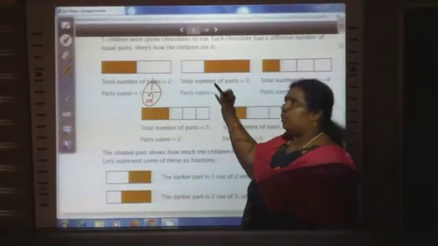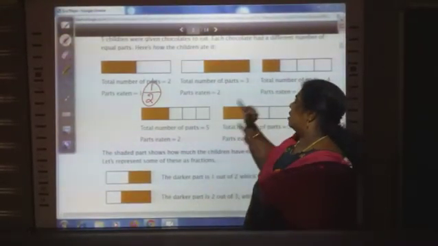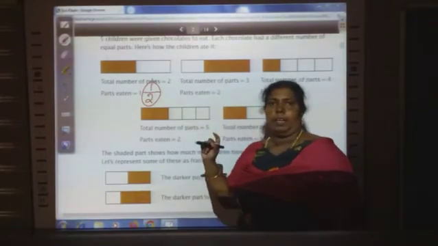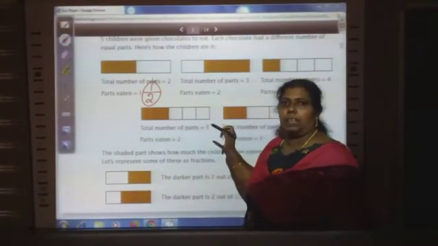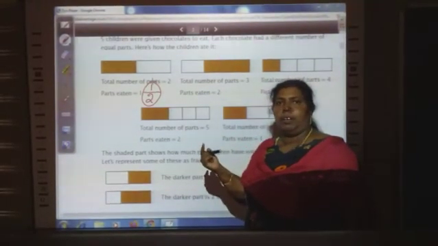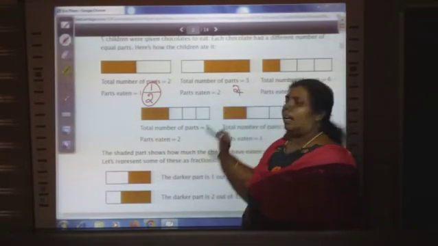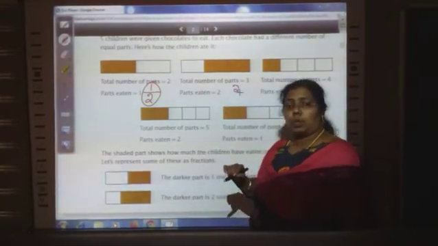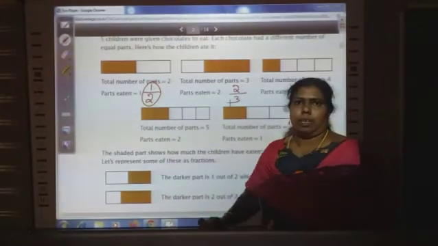It is divided into how many parts? 3 parts. Here the number of parts is 3. Parts eaten how many? 2 parts eaten, right? So how can we write the fraction here? What is the numerator value and what is the denominator value? Numerator value, the parts eaten, right? How much? It is 2. Then the total number of parts, how much? 3. That is the fraction value.